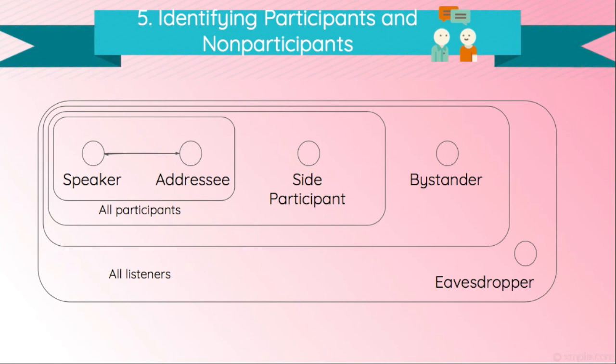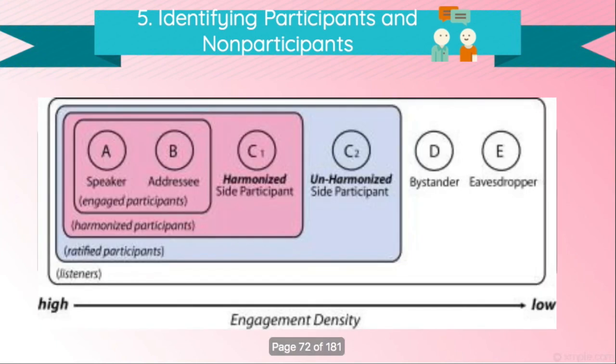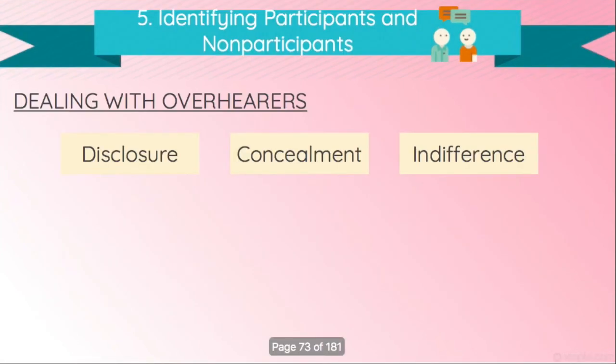Okay, so here's just a diagram showing what I've told you. The speaker and the addressee are the ones engaging in conversation, and people have less engagement as you go far from that box where the speaker and addressee are. So the side participant engages less in the conversation, and more so the bystander and the eavesdropper. As I mentioned, the engagement density becomes lower as you go far from that box. So the people who have the highest engagement would be the speaker and the addressee, and the lowest engagement, the bystander and the eavesdropper.